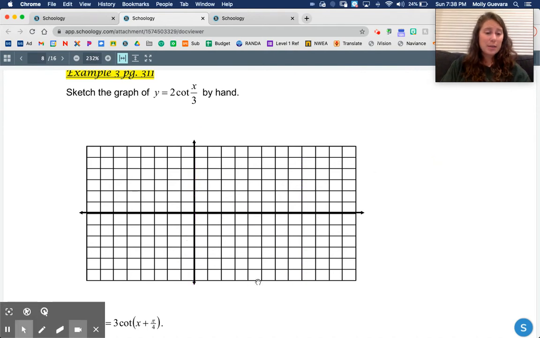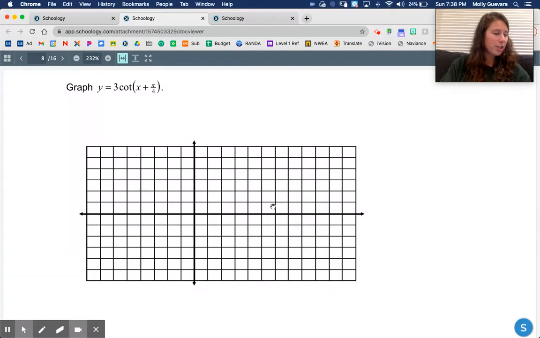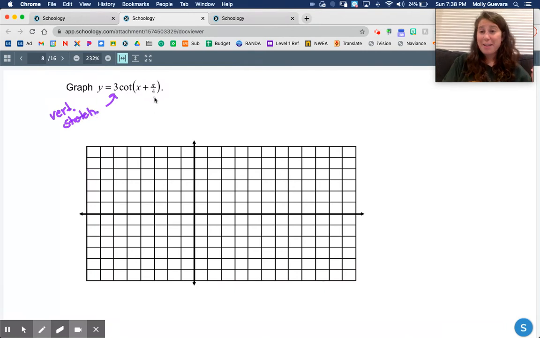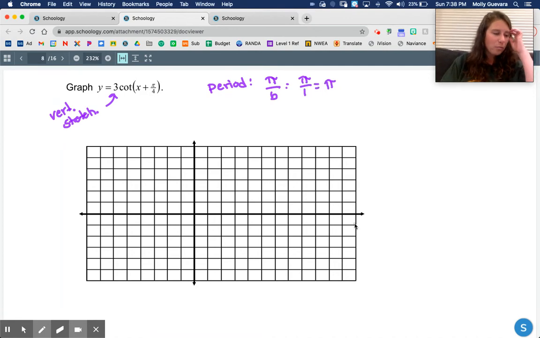So let's look at our next example, which is the last example of cotangent. I have a vertical stretch of 3. This plus tells me that I have moved left or right. Does that make sense? Now I have to figure out the period. The period is always pi over b. In this case, the number in front of x is 1, so I get pi over 1, which is just pi. So the period is still pi. But I've moved to the left, because it's plus. So I am not going to draw any asymptotes until I figure this out.